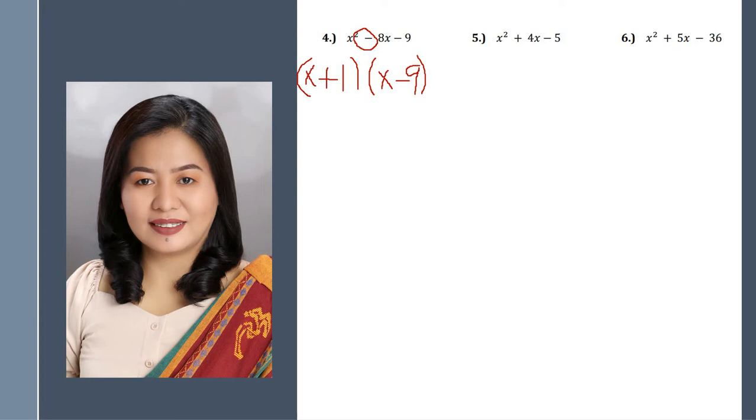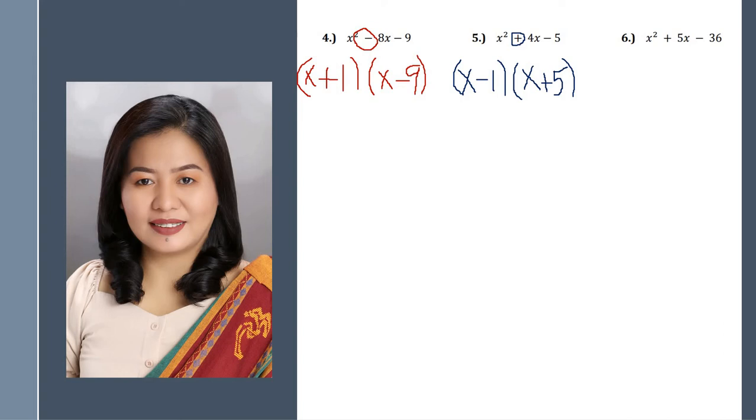Next would be the second set of factors. So again, we write x and x, and then factors of 5 that give a difference of 4, so that's x and 1. Since this is positive, we give the plus sign to the bigger number. The smaller number will have the minus sign.